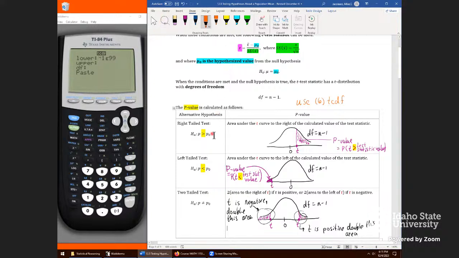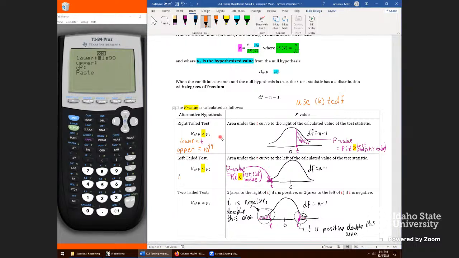Okay. And it wouldn't be bad to add to the notes right here. If you're doing this version, the right tail test, your lower is going to be equal to your test statistic T, and your upper on this one will be positive 10 to the 99. So each and every time you do a right tail test, that's a foregone conclusion. I'm glad you asked that question. That's not a bad thing to add to the notes right here. I think this helps a lot.